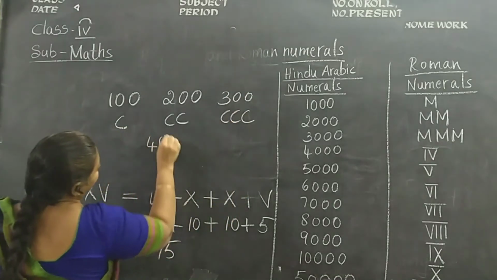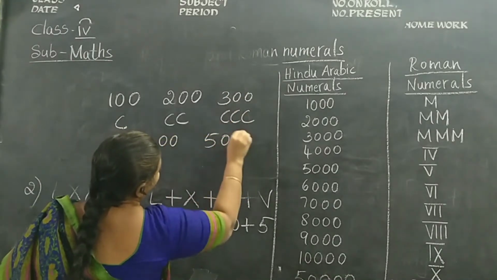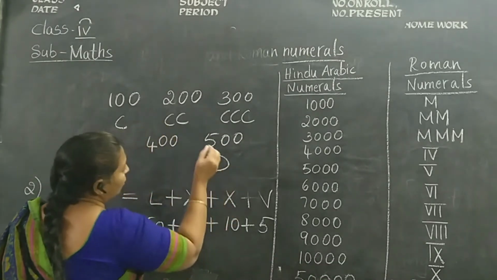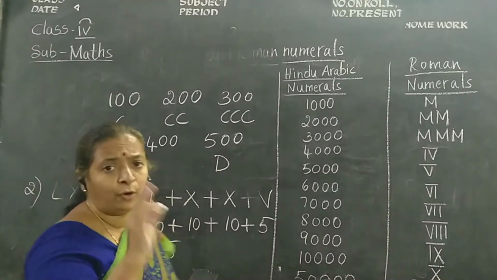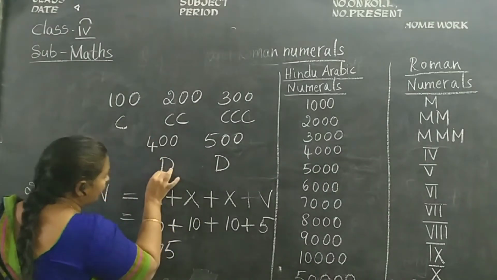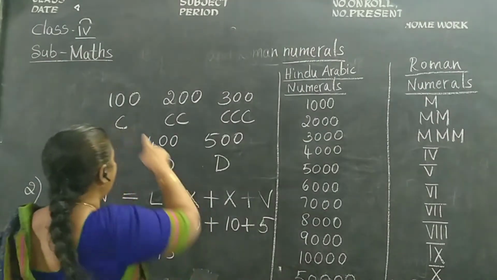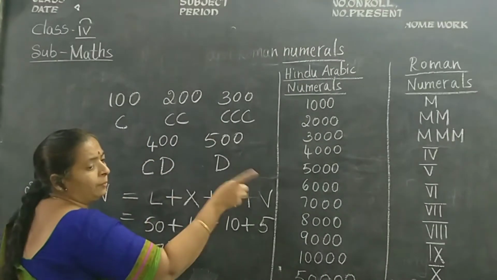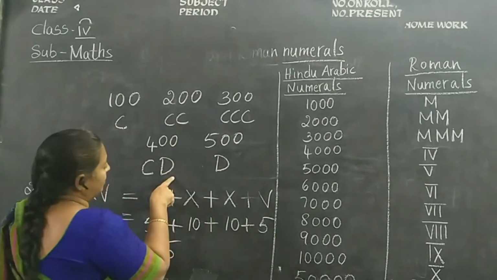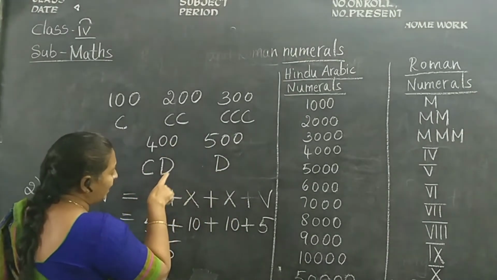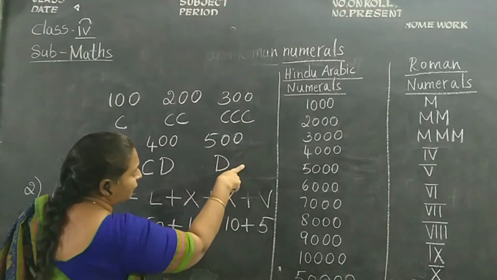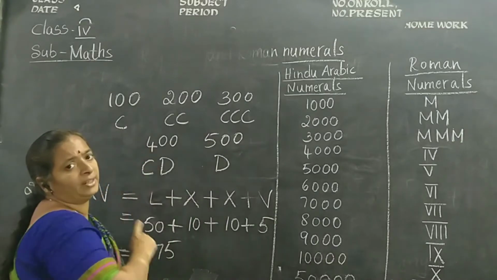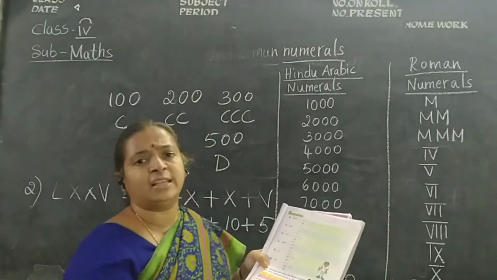In 400 and 500 there is a little change, because 500 means D. So what we should do in 400 is first write D. What is the 100 value? C. We should write it on the left side: 500 minus 100 is 400. If we write C after D, then it is 600. If we place C before D, it is 400, children. Like this, a little change is there from 500.